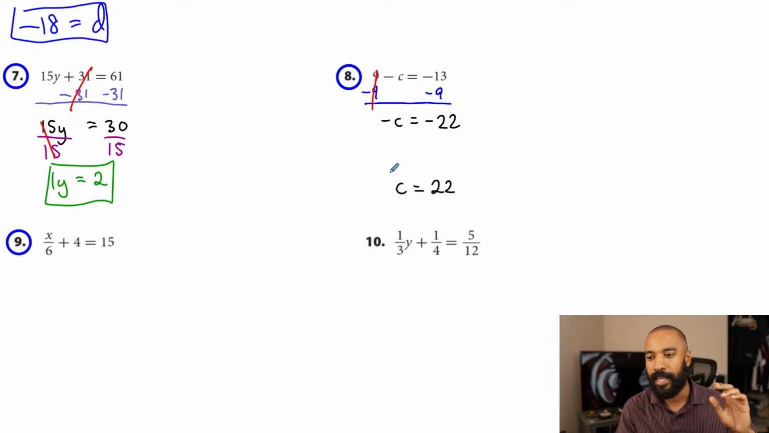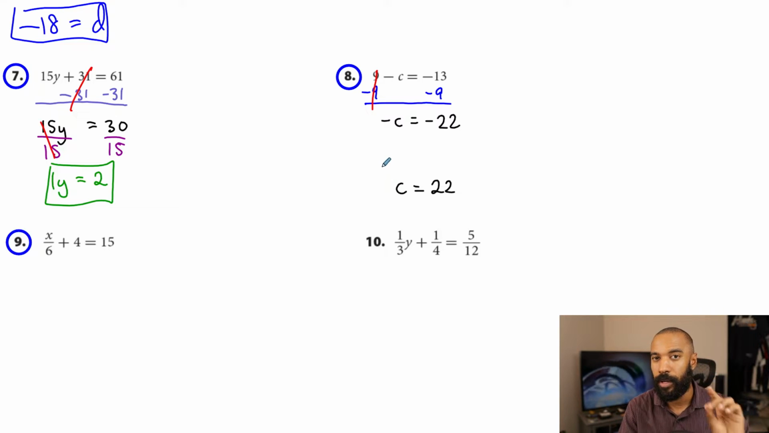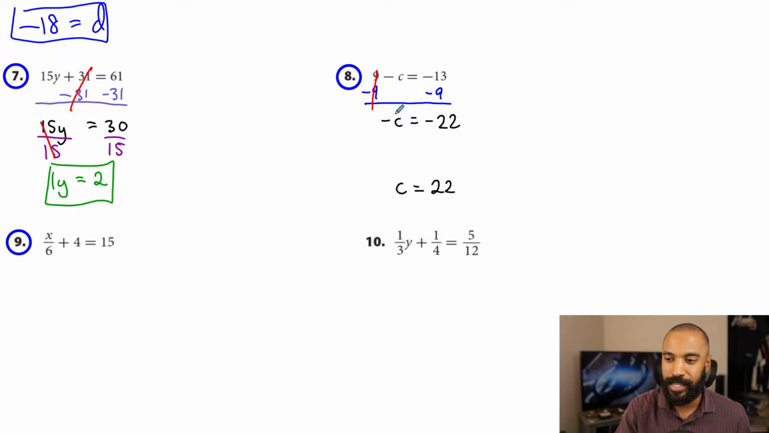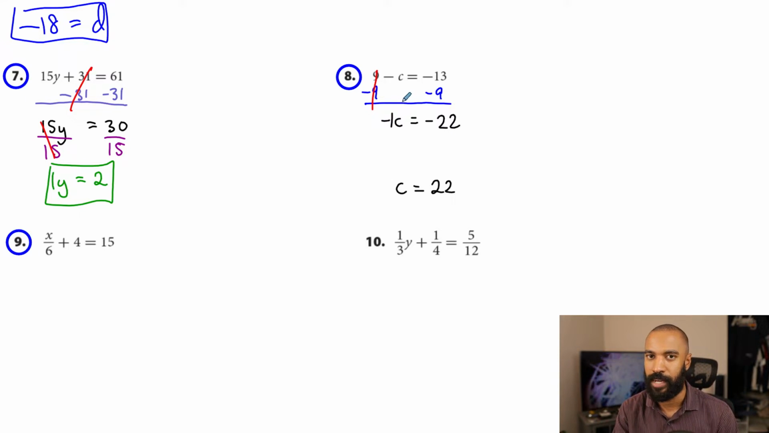But right here, I need to know what one multiple of c is. One positive multiple, not a negative one. But that being said, the coefficient in front of here, although not written, is indeed a negative 1. Negative 1 times c gives me negative 22. And why is that important?